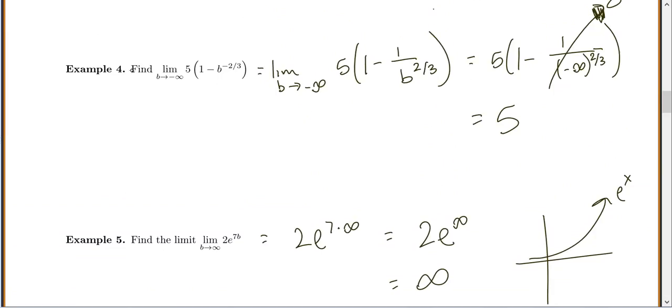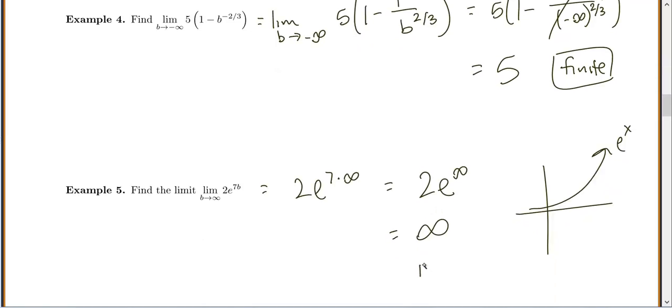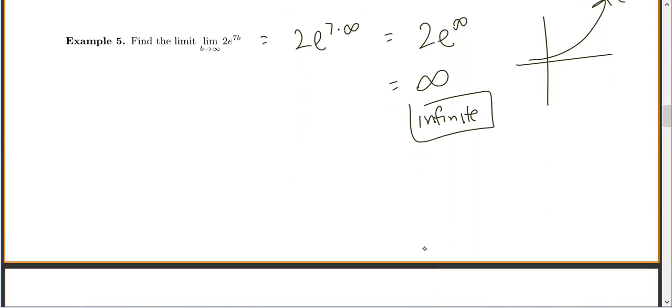So sometimes as you do it, you'll get an actual number. This is a finite limit. This is an infinite limit. And sometimes you'll get finite ones, sometimes you'll get infinite ones. That's okay.